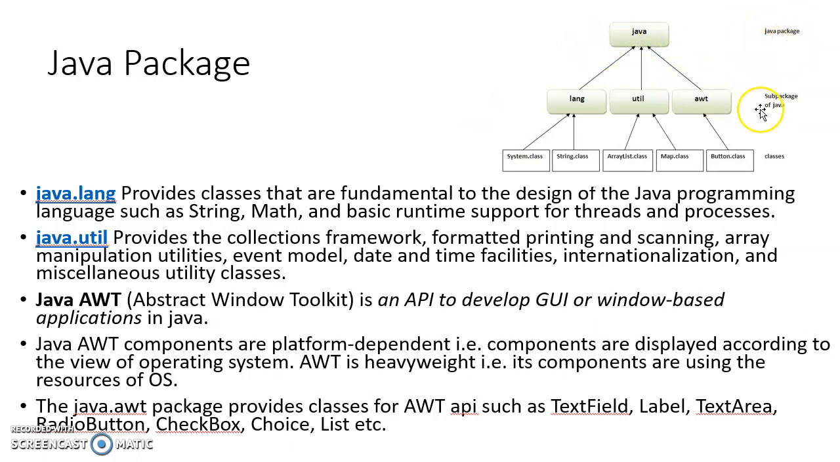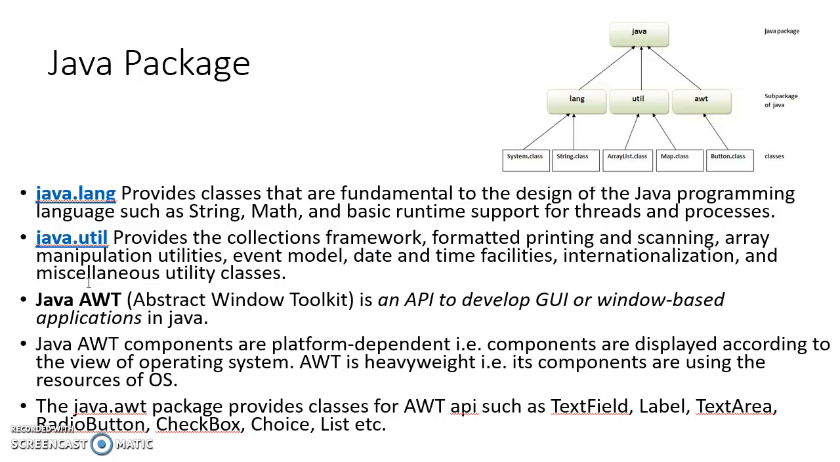It has got sub packages. This lang is a sub package, then util is a sub package, and then AWT is also a sub package. Your lang sub package basically provides classes that are fundamental to the design of Java programming, such as string, math, basic runtime support, and all those kind of things. Now, java.util, where util is another sub package, will be providing the collection frameworks, formatted printing and scanning, array manipulation utilities, and all those kind of things.